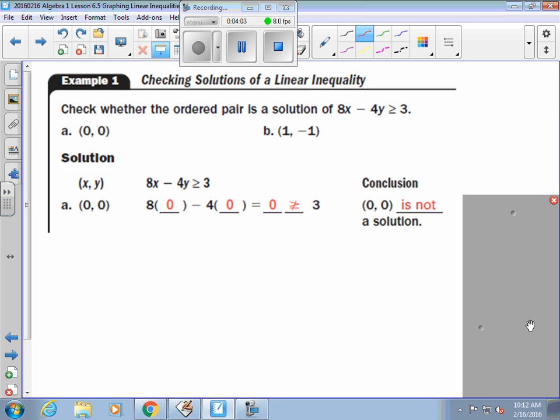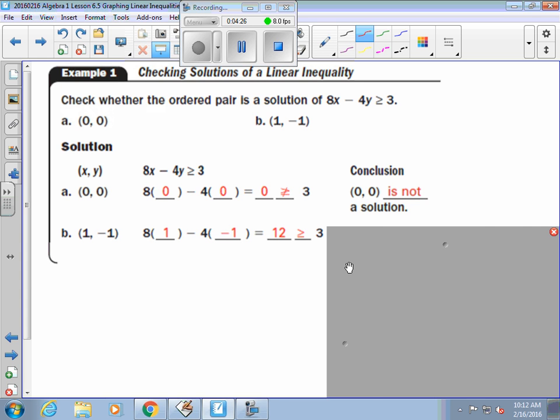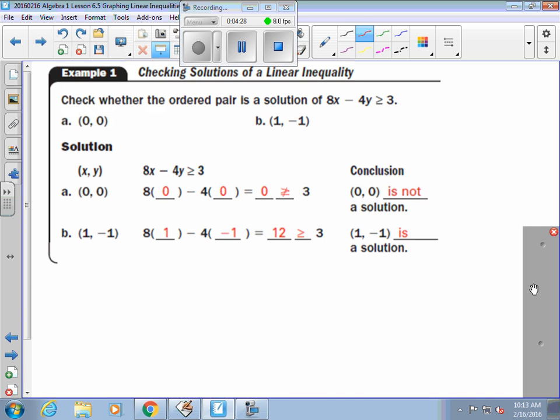That's going to happen often with these problems. It's either going to come out to be true or not. True or false, solution or not. 0, 0, the easiest thing to plug in. The other one, 1 and negative 1, when you plug it in, 8 times 1, we know that's going to give us 8. Negative 4 times negative 1 is going to give us positive 4. So 8 plus 4 is 12. 12 is greater than or equal to 3. Therefore, 1, negative 1 is a solution. So that's how you check to see if it's a solution or not.